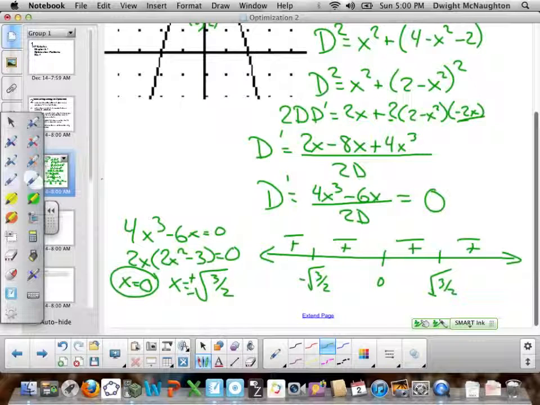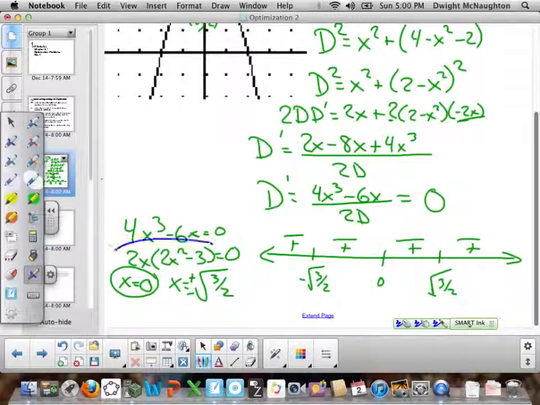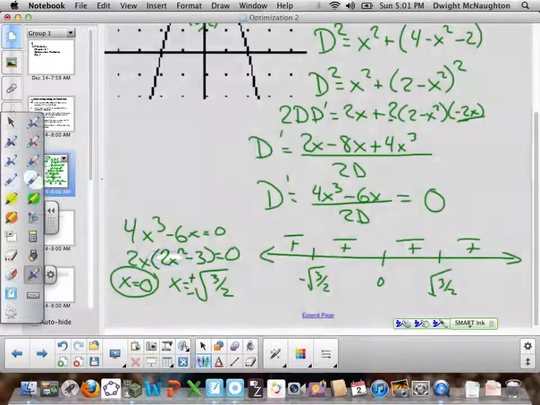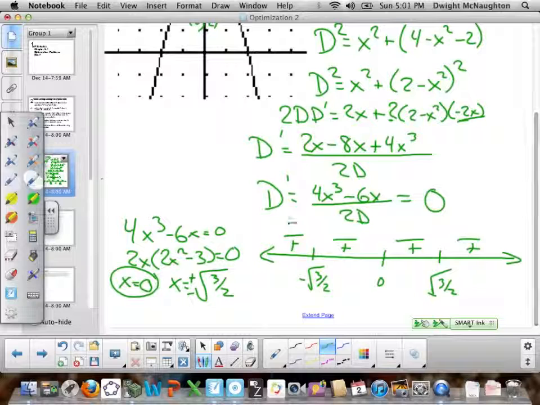And then in the top, pick a number less than negative square root of 3/2. We'll say negative 10. I'm looking over at the factor form here. 2 times negative 10 is negative. 2 times negative 10 squared is positive, minus 3 is positive. So negative times positive will give us negative up top. Positive on bottom, this is negative.